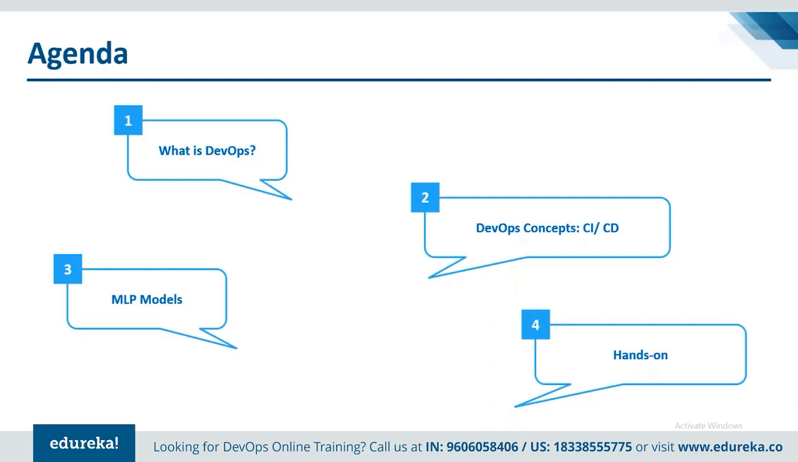Our main agenda for today's session: we'll be discussing DevOps. Then we'll go ahead and discuss the concept of CI/CD, which we refer to as continuous integration and continuous deployment. Once we have discussed CI/CD, we'll discuss MLP models. And at last, we'll have a quick hands-on on one of the tools mainly used for CI/CD purposes, that is Jenkins.